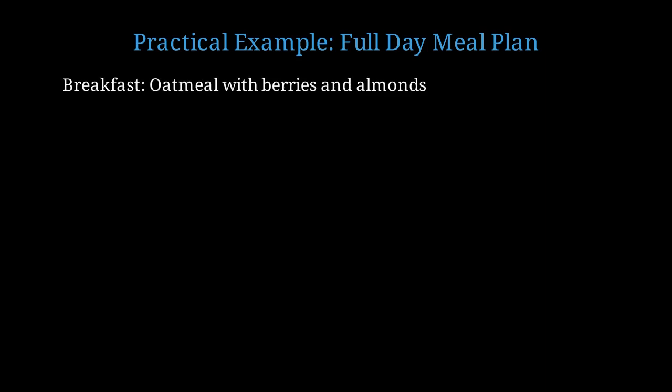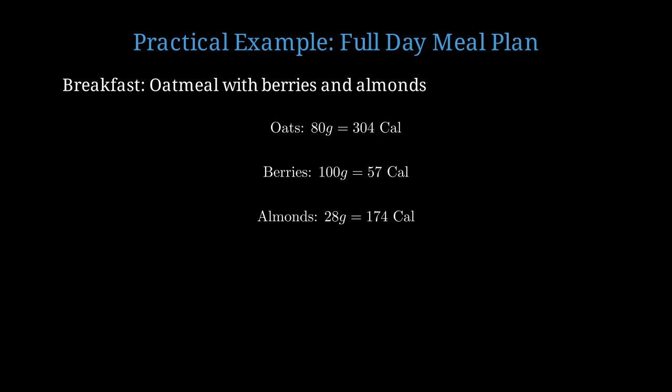Let's create a practical full-day meal plan for our 80-kilogram male with a target of 2,260 calories. Breakfast: 80 grams of oats, 100 grams of berries, 28 grams of almonds, and 200 milliliters of milk. Oats: 80 grams equals 304 calories. Berries: 100 grams equals 57 calories. Almonds: 28 grams equals 174 calories. Milk: 200 milliliters equals 122 calories. Breakfast total: 657 calories.